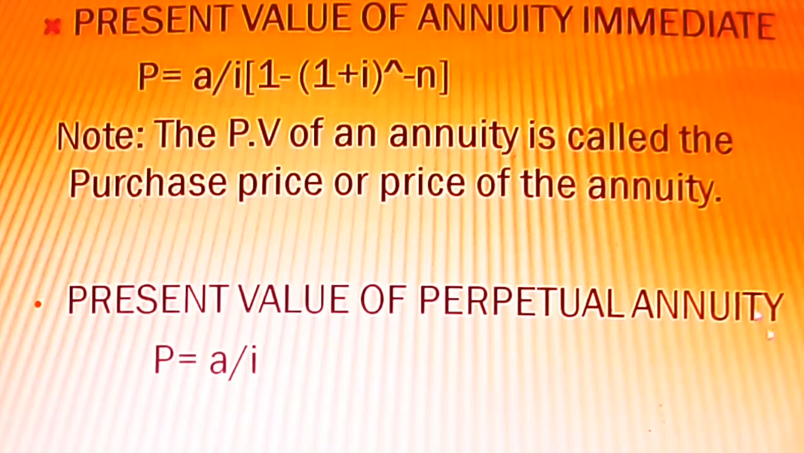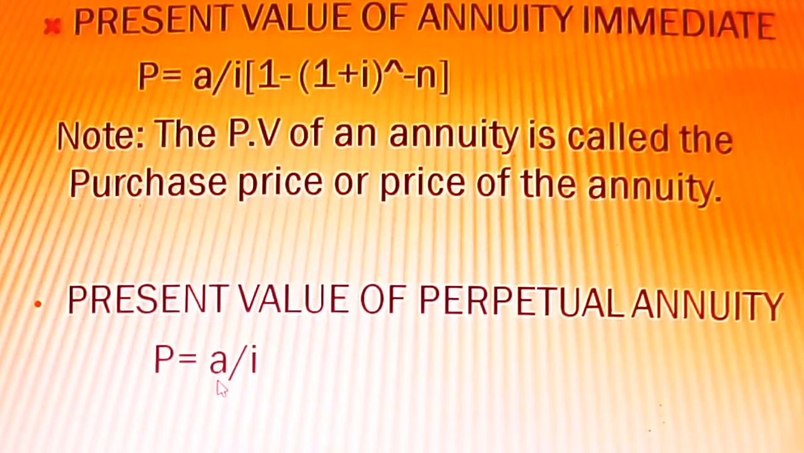Next, present value of perpetual annuity. The formula for present value of perpetual annuity is P is equal to A by I. This is a very important formula, so make a note. Problems based on perpetual annuity are quite often asked in the board exam. P is equal to A by I.